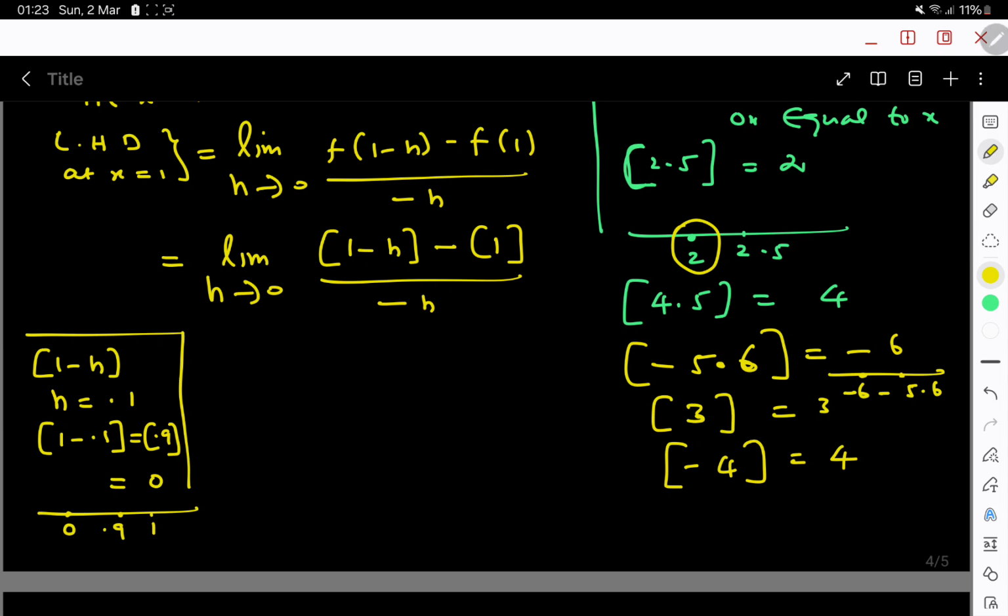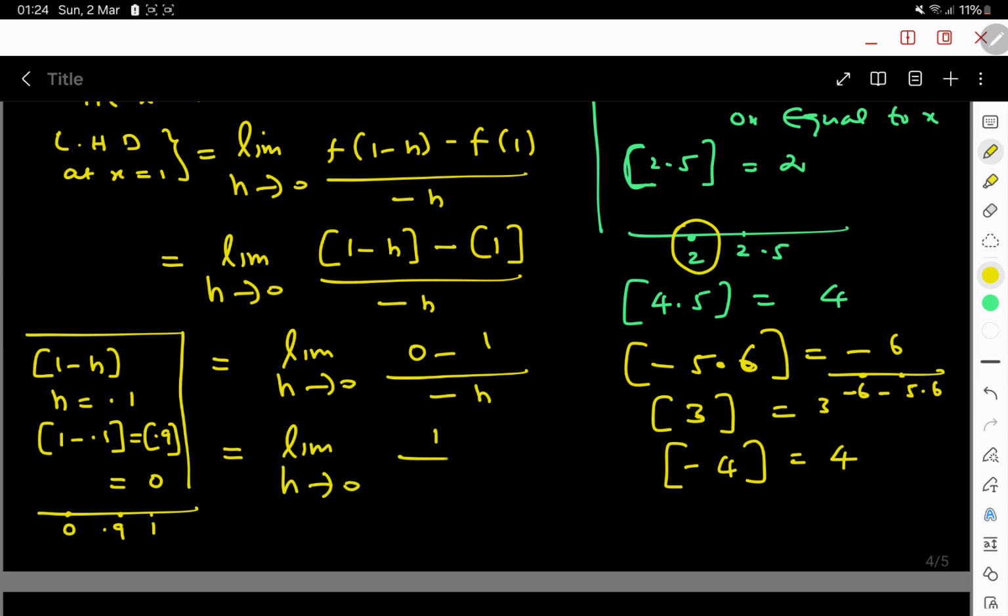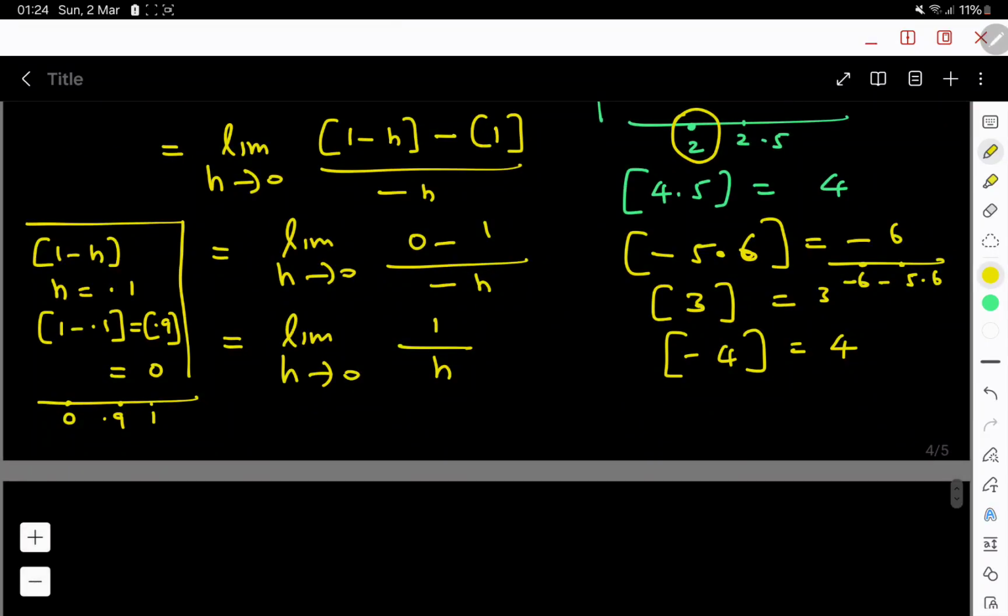For any h of negligible value, the greatest integer of 1 minus h is equal to 0. So limit h tends to 0, this is 0, the greatest integer of 1 is 1. The greatest integer of any whole number is the same whole number, so minus h, so limit h tends to 0, this is 1 by h. Here h tends to 0 means not exactly h equal to 0. h never takes the value 0, it approaches 0, from the left side or the right side.